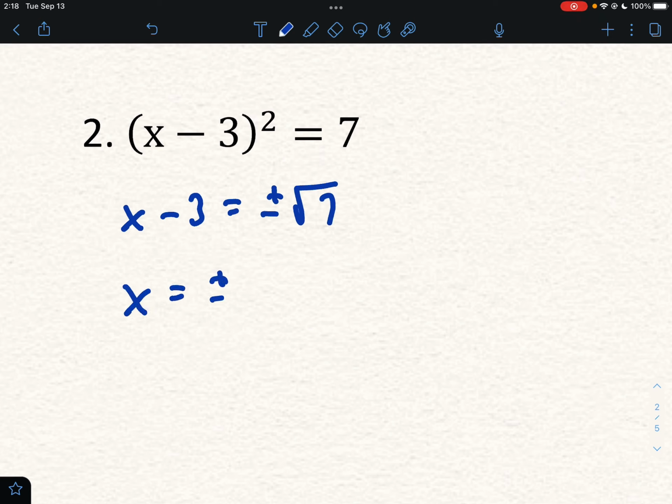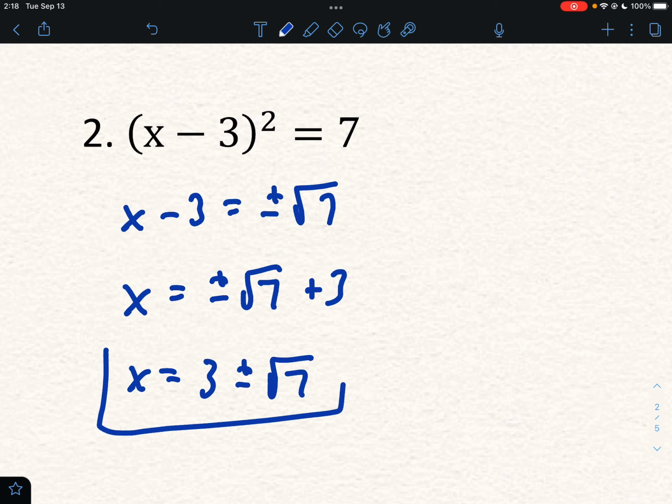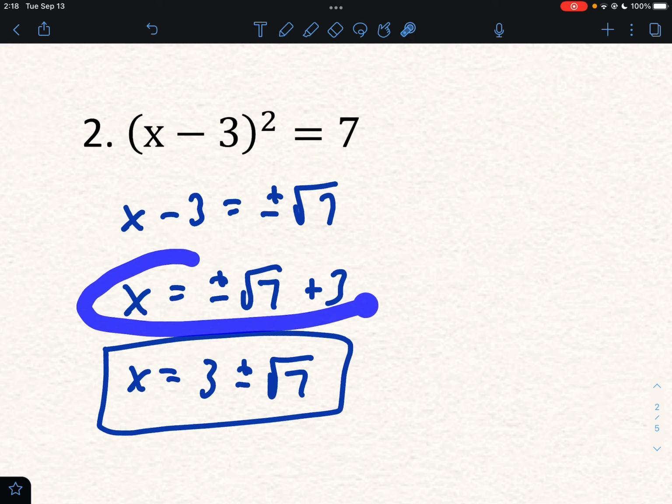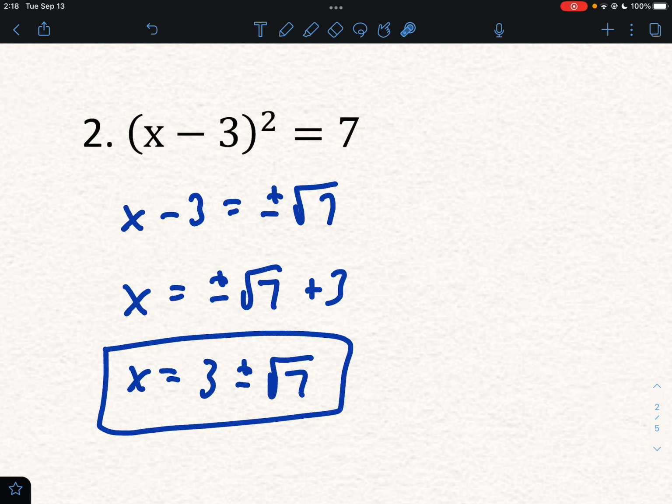Now you might think this is your answer, root 7 plus 3, and that's fine. But generally, we like to write the answer with the whole number first and the root last. But either one is acceptable. If you gave me this answer, that is the correct answer as well. Okay, but it's 3 plus or minus root 7. So 3 plus root 7 and 3 minus root 7 are our 2 answers.